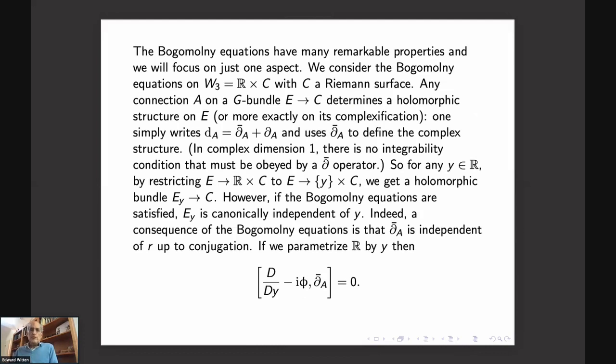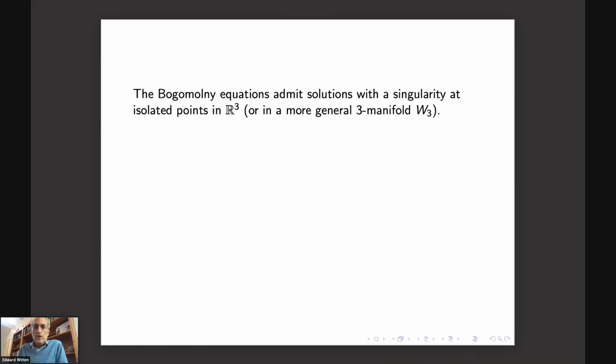So the Bogomolny equations, if we have a solution everywhere on R times C, would give us a constant family of holomorphic bundles over C. Well, we don't want a constant bundle family there. We want a family that undergoes jumps due to Hecke modifications. The Bogomolny equations admit solutions with a singularity at isolated points in R3 or in a more general 3-manifold W3.